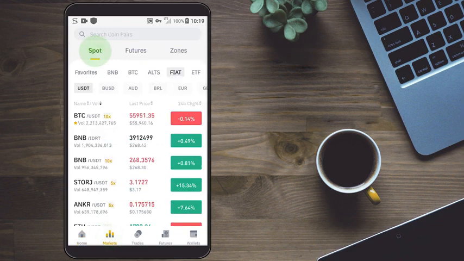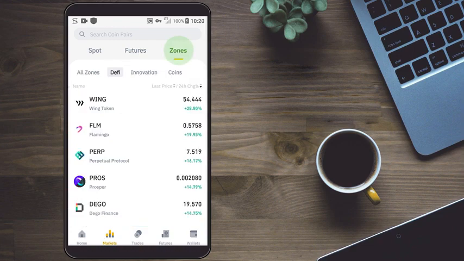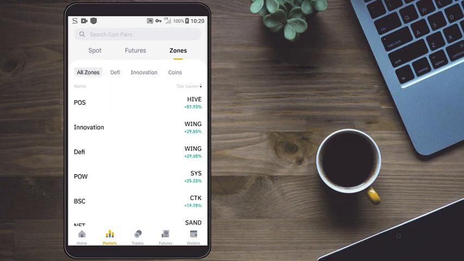Spot tab is selected in the top, as you can see. Here we have the list of available coins on Binance spot market. Here in the futures tab, we have the list of futures contracts that are available on Binance futures market. Also, we have another tab, zones, that lists DeFi tokens or new innovative tokens. These tokens have higher volatility and they have higher risk compared to other tokens. You can access other categories like BSC, POW, POS, and some others here.